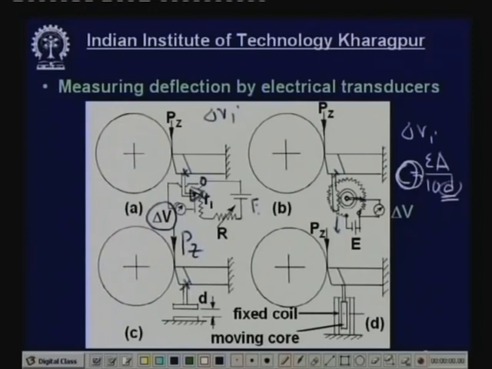If we have to, we measure capacitance in terms of voltage again. Now let us take another example, say LVDT, linearly variable differential transformer.